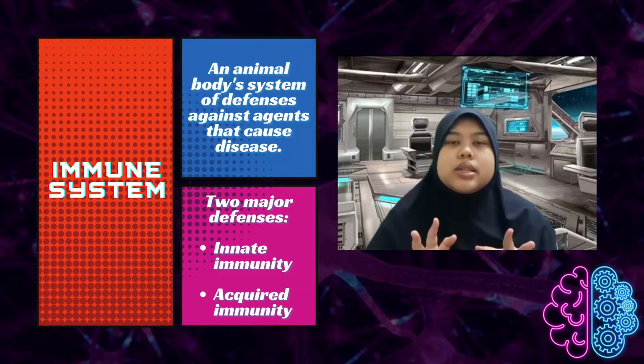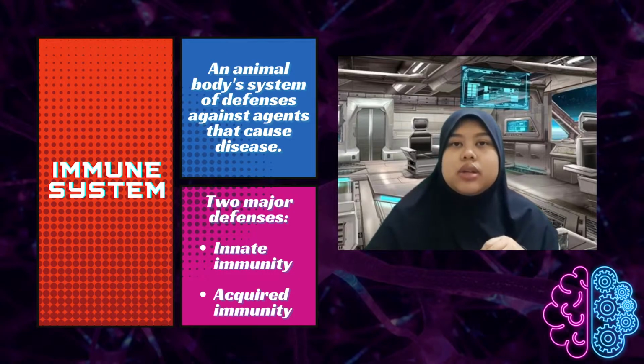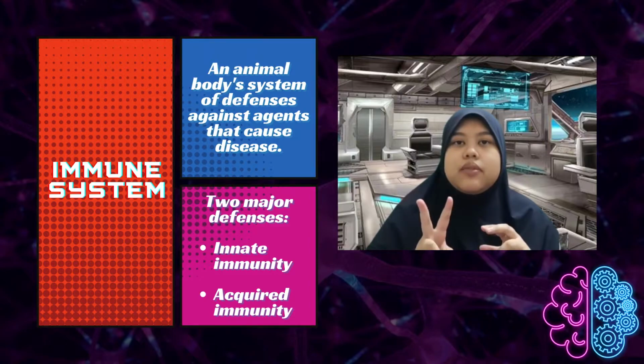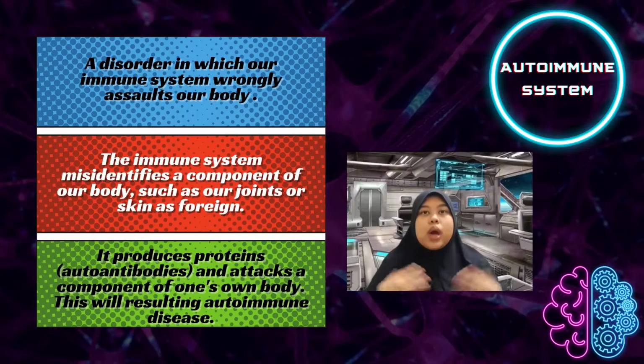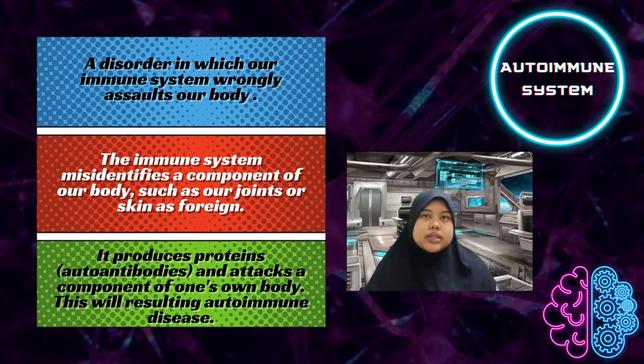In the immune system, to address these threats, two major types of defense have emerged, namely innate immunity, non-specific defense, and acquired immunity, specific defense. However, what is meant by autoimmune disease that leads to autoimmune encephalitis, AE? A disorder in which our immune system wrongly assaults our body is known as an autoimmune disease.